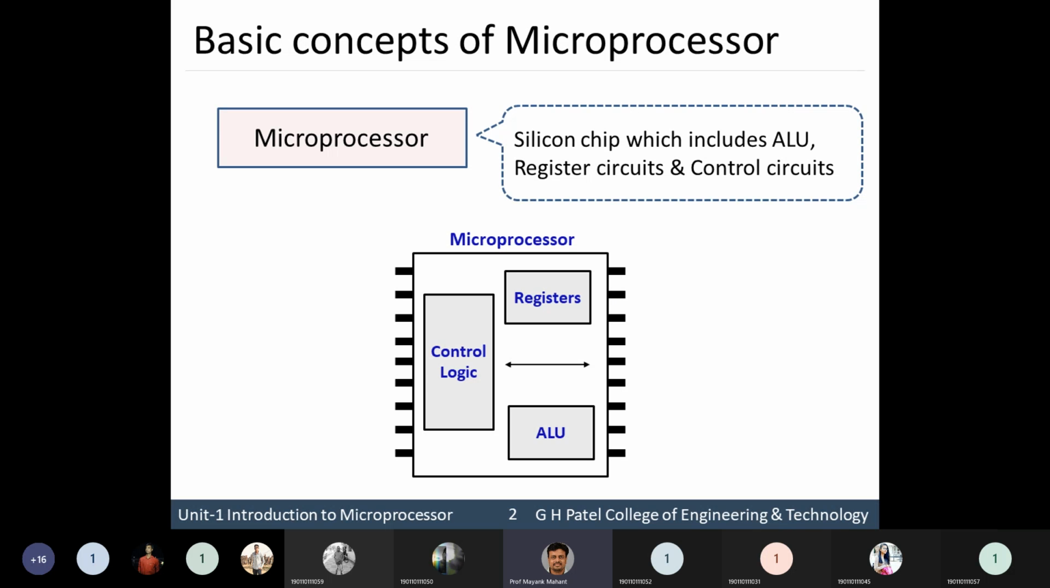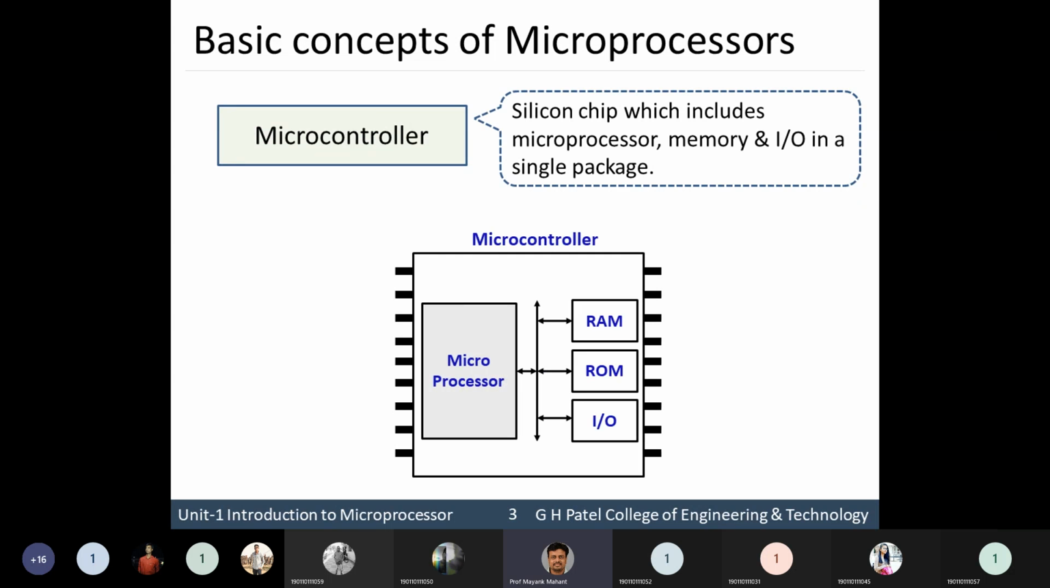To make the process very smooth and accurate, we need a control logic. This control logic is responsible for generating all the control signals which are useful for carrying out the task which a microprocessor needs to do. So this is a very basic thing about a microprocessor. It only has three things: ALU, registers, and control logic, and some external pins for communication with the external environment. So this is what a microprocessor is.